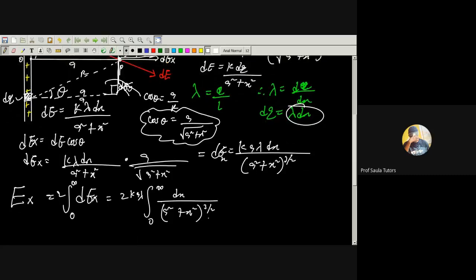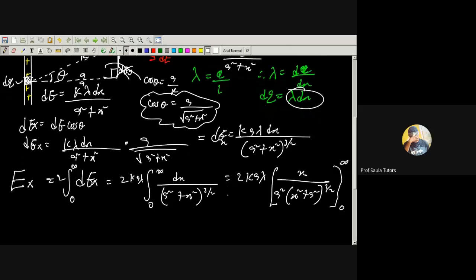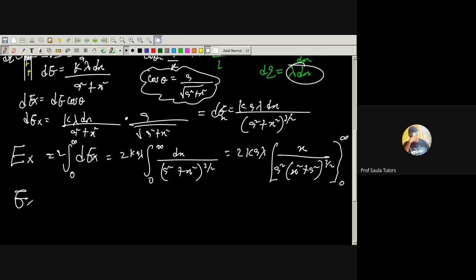Okay, so what do we now do from here? You see this integral? I will not evaluate it here because of time constraints, but I will tell you what the integral is. This will give me 2kaλ. You see, this integral is going to give you this answer: x over a squared, bracket x squared plus a squared raised to power 1 over 2, then you put your limit 0 to infinity. That's it. Therefore, my electric field Ex will be equal to 2kaλ.